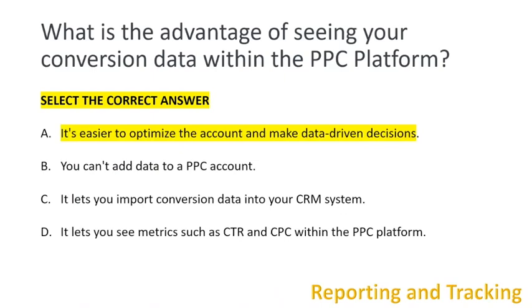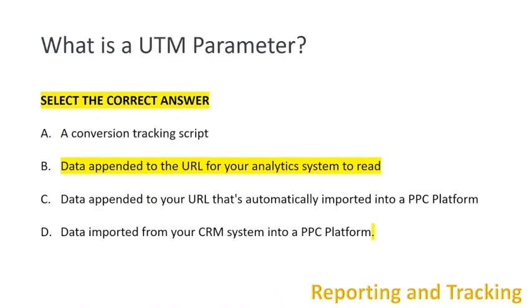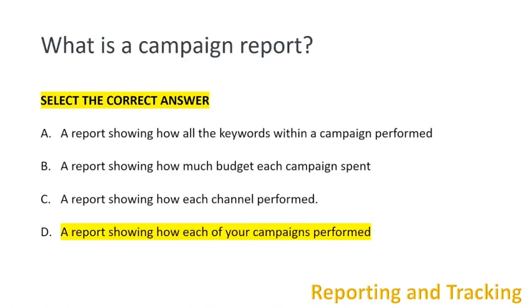What is the advantage of seeing your conversion data within the PPC platform? A. It's easier to optimize the account and make data-driven decisions. What is a UTM parameter? A. Data appended to the URL for your analytics system to read. What is a campaign report? A. A report showing how each of your campaigns performed.